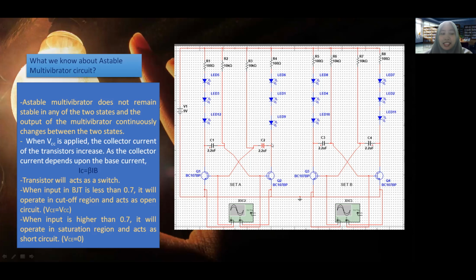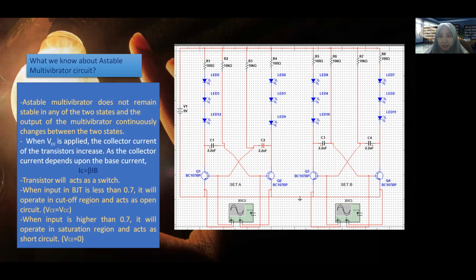While these two conditions are satisfied, C1 will get charged through VCC. Therefore, capacitor C1 will be charged through R2, the biasing resistor. Now, C1 will get charged to the maximum value and the voltage will be applied to transistor Q2. Hence, when the voltage at the base of Q2 is greater than 0.7 volt, Q2 is in the on condition, so the operating point is in the saturation mode. VCE is equal to 0. At that time, Q1 will be in the off condition and act as an open circuit. VCE is equal to VCC.